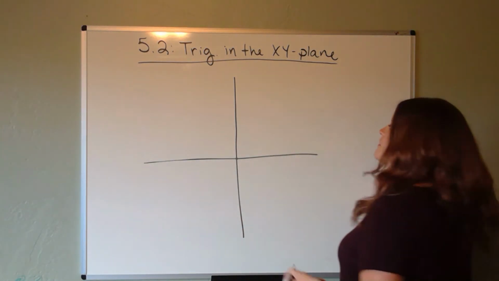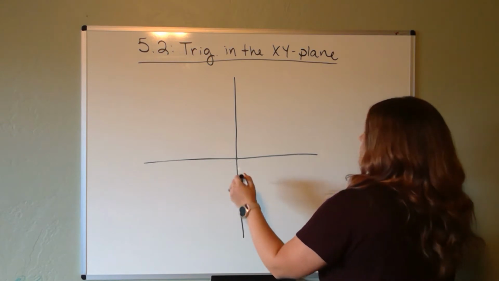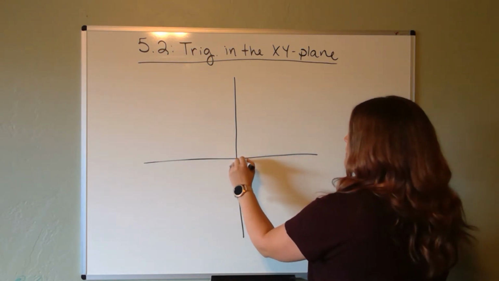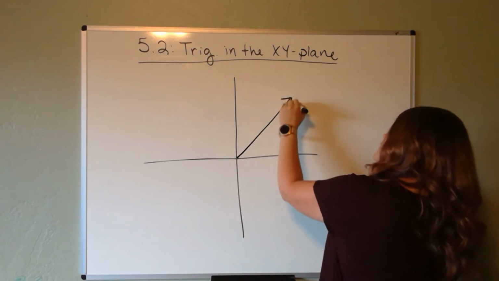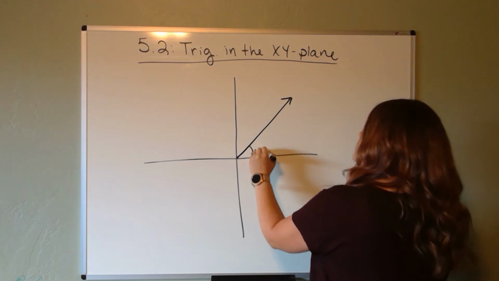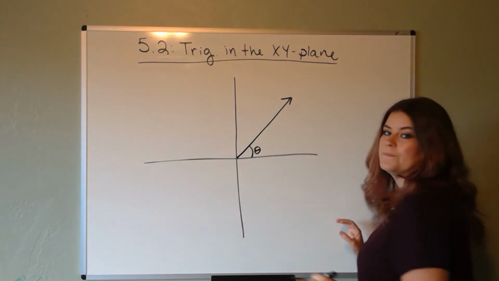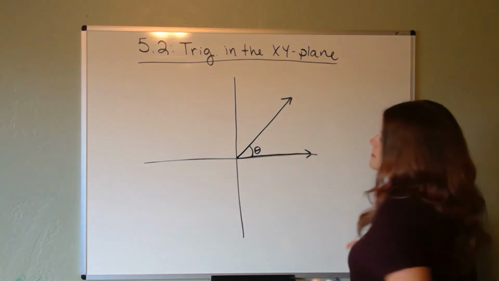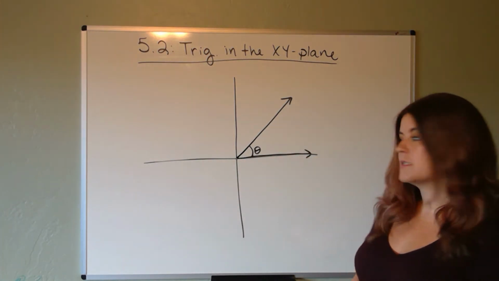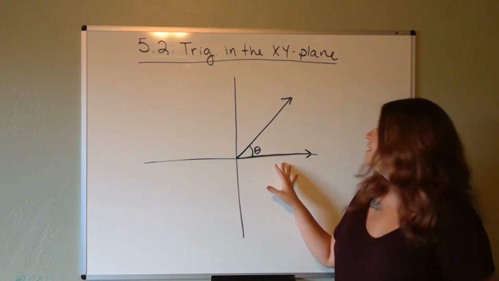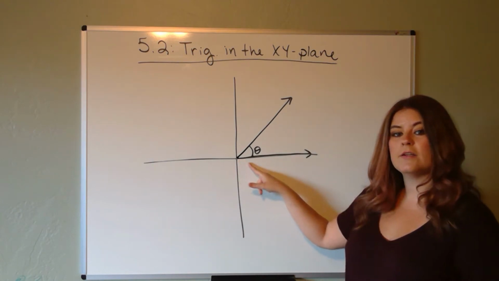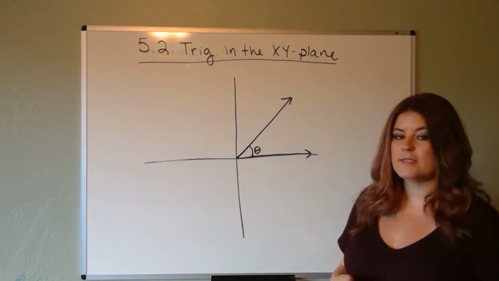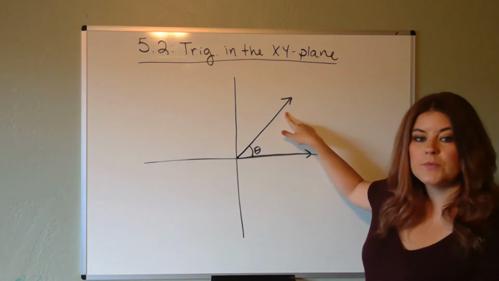So what I'm going to do is draw an angle in the plane. We'll call it theta. Remember when we talked about angles in standard position? My angle is in standard position. It means the initial side of the angle is starting at the origin and going right on the positive x-axis. Remember, this is called my terminal side.